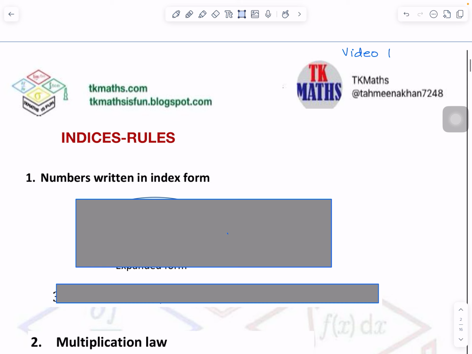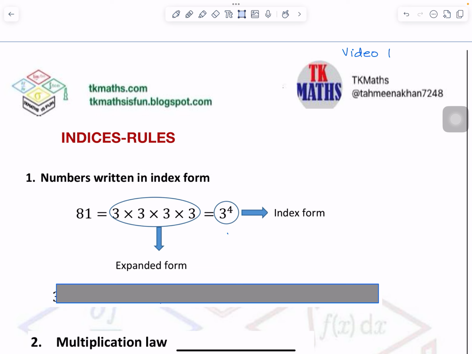First of all, we need to understand the rules of indices, and which number is called indices. We will study the rules here: multiplication, division, power, and when it has power 0. First, we need to understand which number is called an index number or indices.